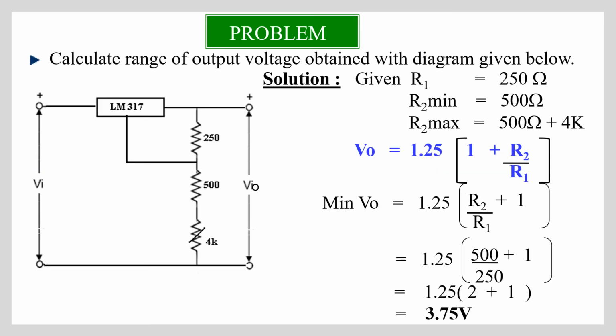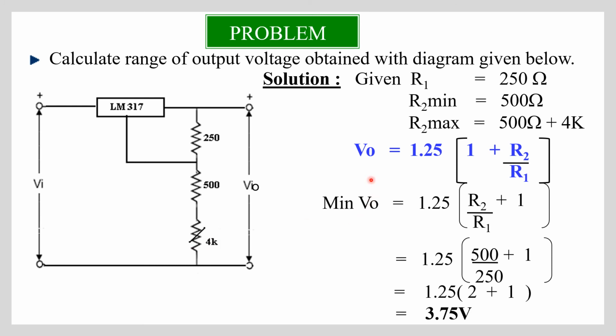Now students, let us see the problem. Sometimes a problem comes on LM317, so let us see a problem based on that. Calculate the range of output voltage obtained with the diagram given. You are given the diagram and you have to find the range of output. Here we have R1 as 250 ohms, R2 as 500 ohms, and a pot of 4K connected. While finding the minimum, we will consider only 500 ohms, and for R maximum we will take both in series, so 500 plus 4K. Clear? We will find the output voltage for both cases, the minimum and the maximum.